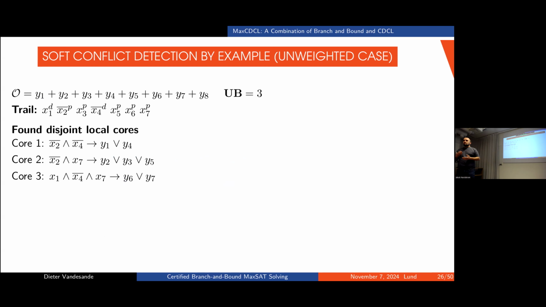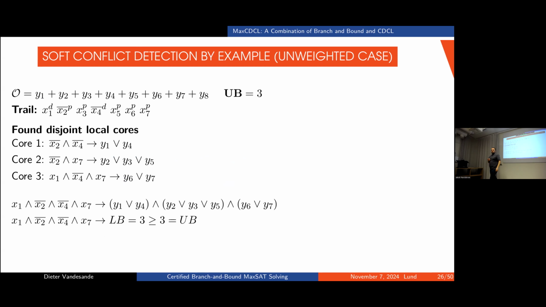Let's see what happens if we continue this procedure and find 2 more cores. At that moment, we know that given the union of all of these reasons, one of these needs to be true, one of these needs to be true, and one of these needs to be true. So at least 3 objective literals need to be true. Hence, we find a soft conflict, so we will need to backtrack. And actually, the conflicting clause is the union of the reasons.